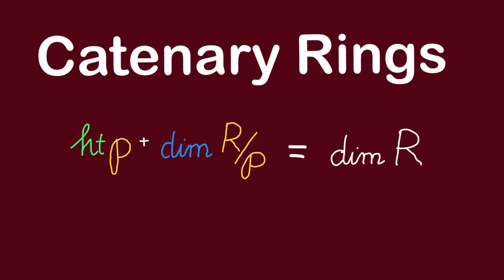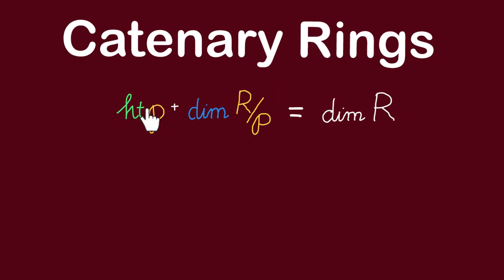about dimension. When we first learn about Krull dimension, it's very easy to make the mistake of assuming that if P is a prime ideal of a ring R, then the height of P plus dimension of R over P should be equal to dimension of R. Let's look at an argument for this and see what went wrong.